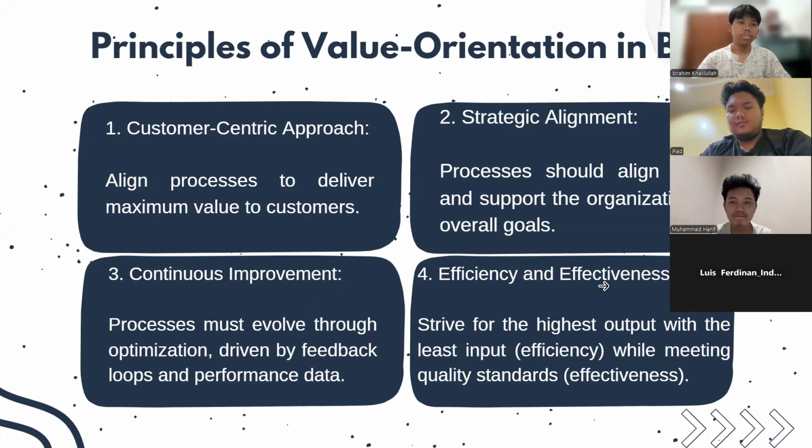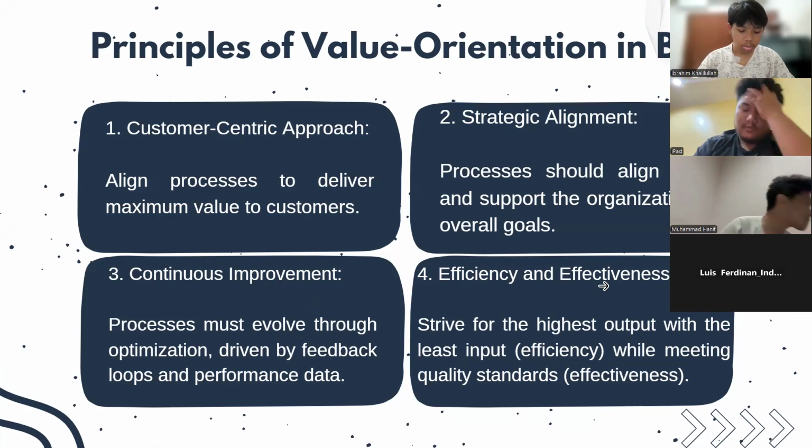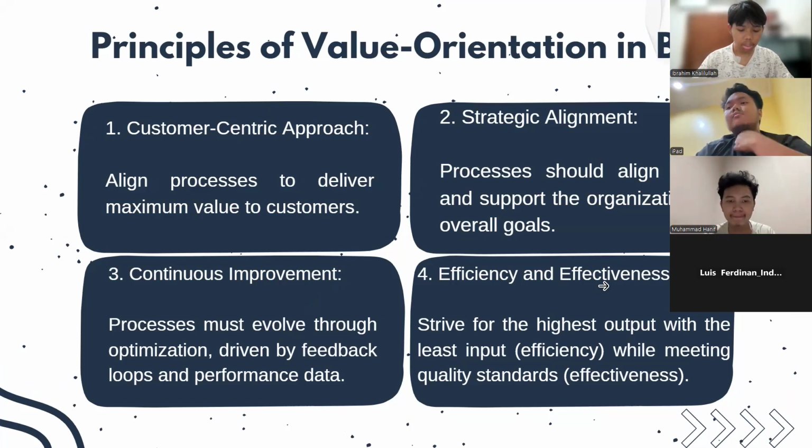So the next is principles of value orientation in BPM. The first is a customer-centric approach, which aligns processes to deliver maximum value to customers. The second is strategic alignment: processes should align with and support the organization's overall goals. The third is continuous improvement: processes must evolve through optimization driven by feedback loops and performance data. Lastly, efficiency and effectiveness: strive for the highest output with the least input while meeting quality standards.